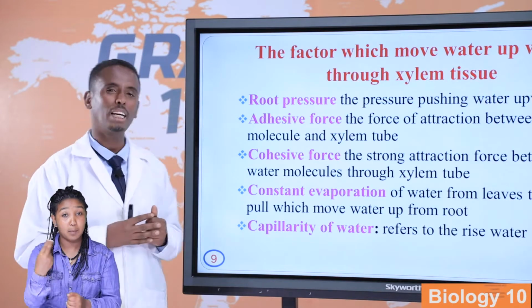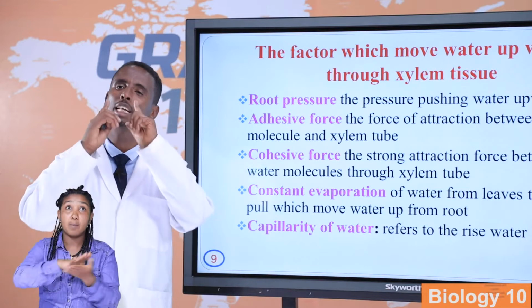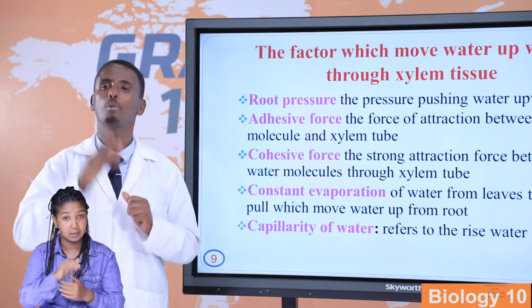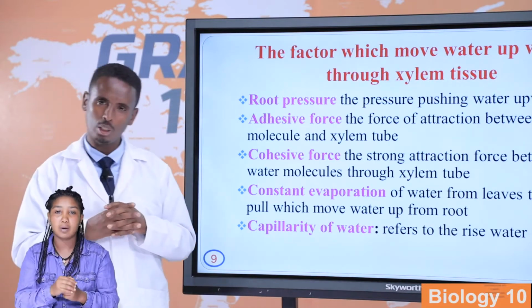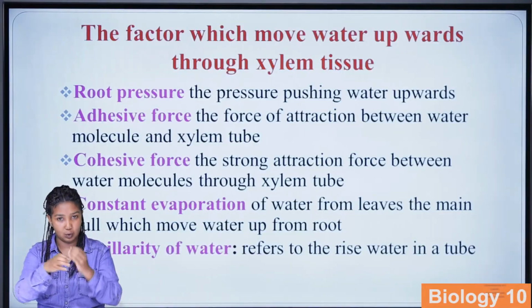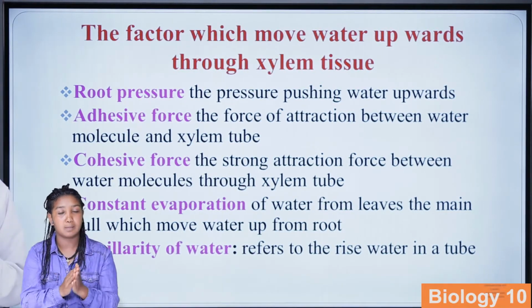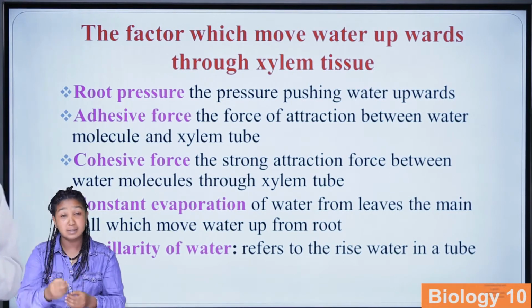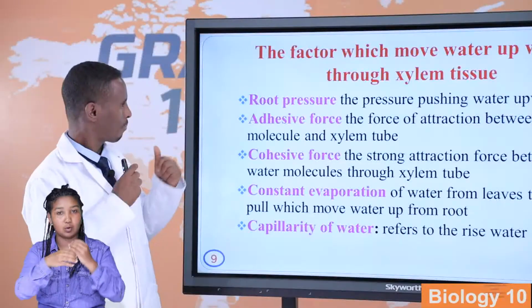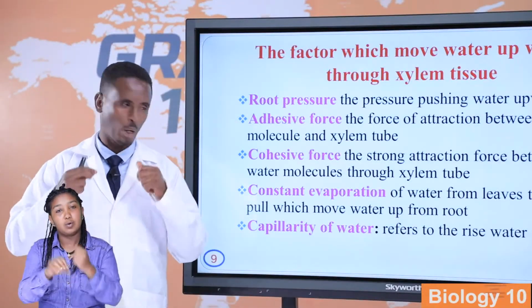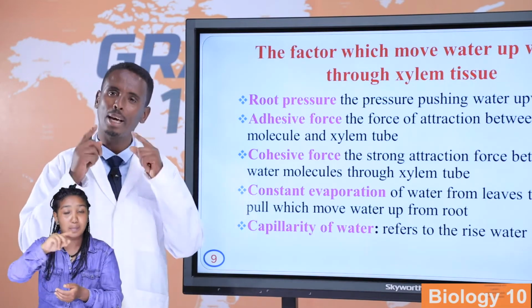The other important factor which moves water upward is the constant evaporation of water from the leaf. That is the most important factor to transport water upwards through the xylem tube. The last one is capillarity of water, which refers to the rise of water in a tube. Root pressure, adhesive force, cohesive force, constant evaporation of water, and capillarity of water are the main factors which move water upward.